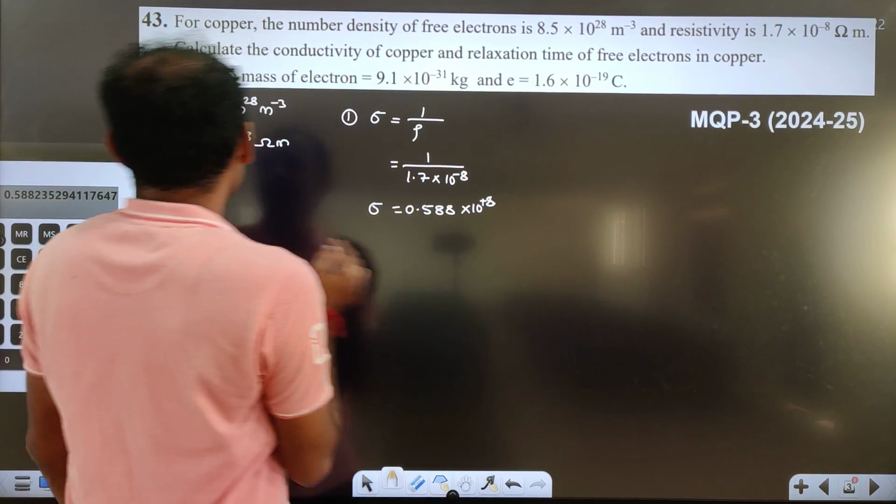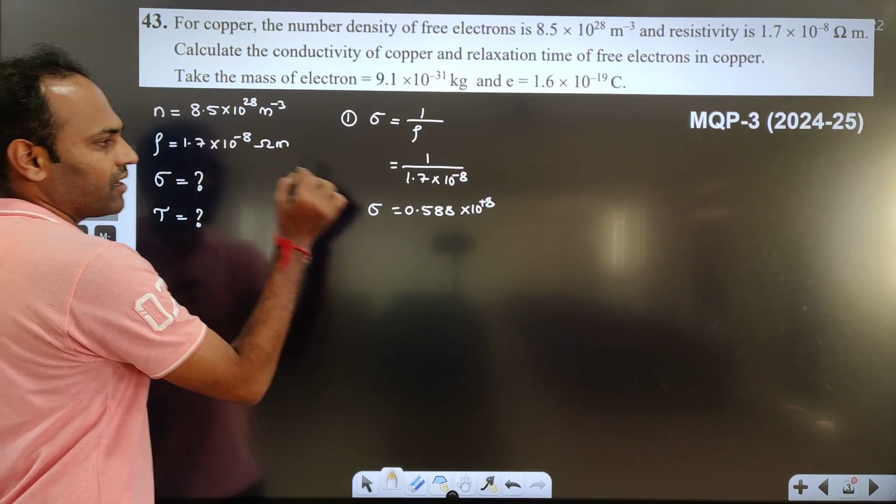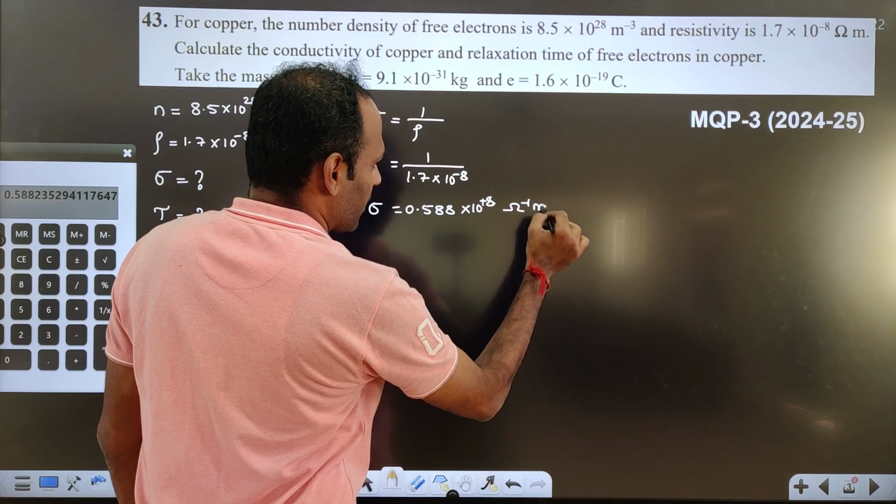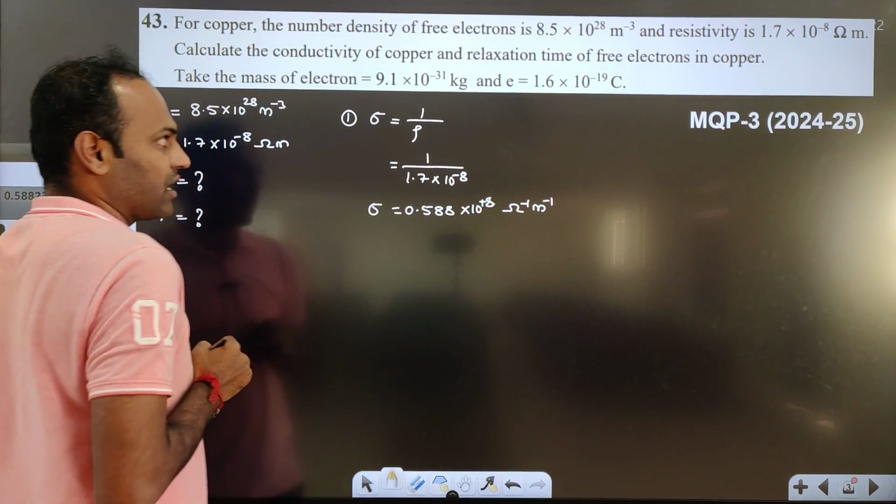What will be the unit? The unit of resistivity is ohm meter. Since conductivity is 1 by resistivity, the unit will be per ohm per meter. This much will be the unit of conductivity.